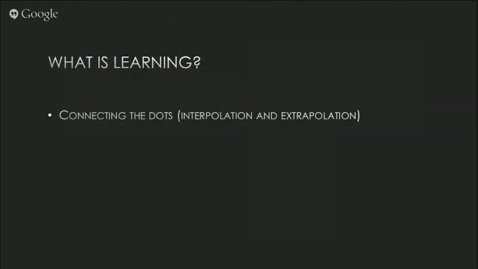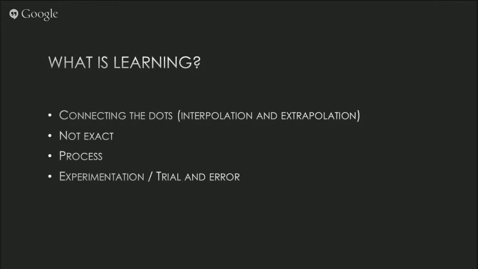So what is learning, or what are the components of learning? Again, it's this idea of connecting the dots. We made observations, and we're able to connect these dots. It's not exact. It's not something that you always get right. It's a process, okay? It's not something that you figure out once and it's done, but an ongoing process. And with it is involved experimentation and making mistakes. You fall off your bike 10 times, and then you learn from that mistake and from trial and error.